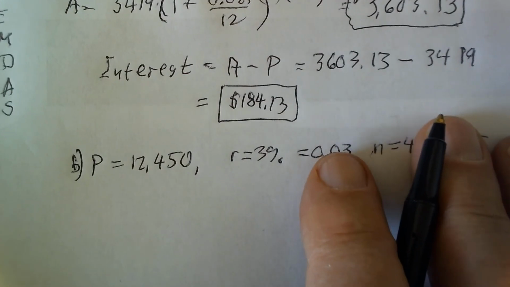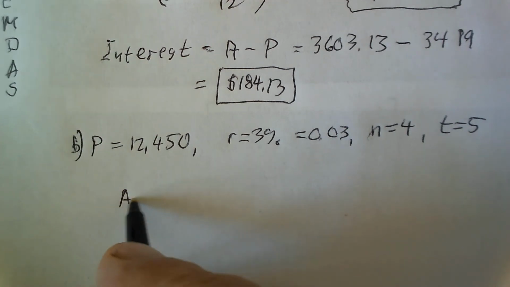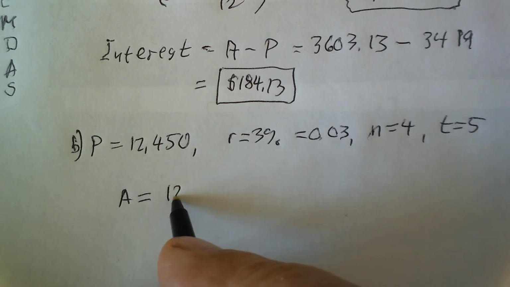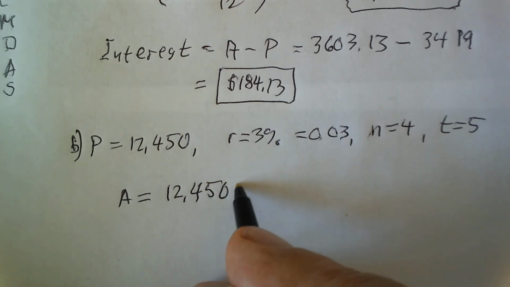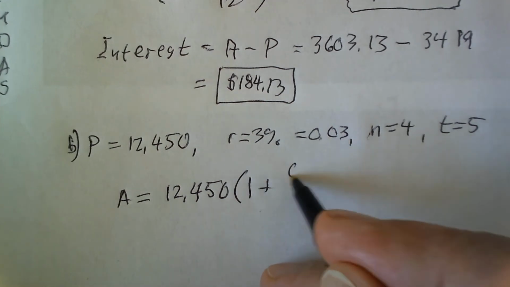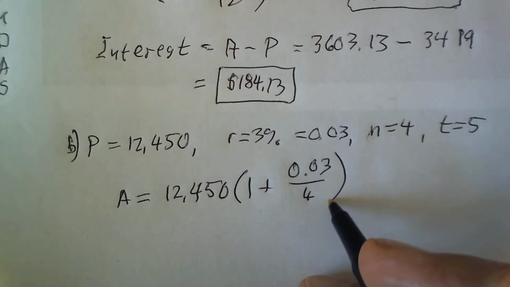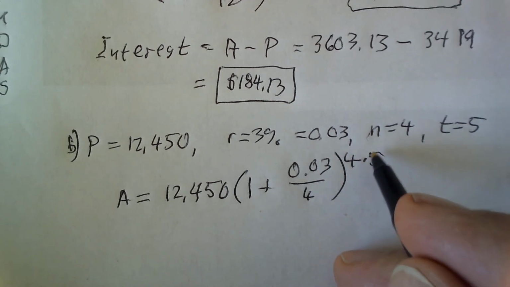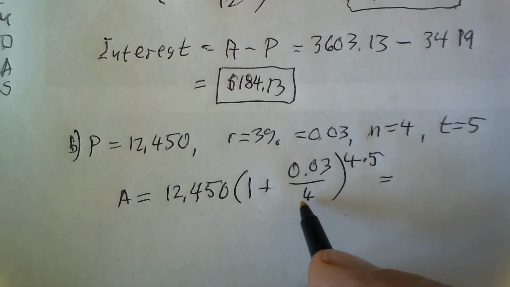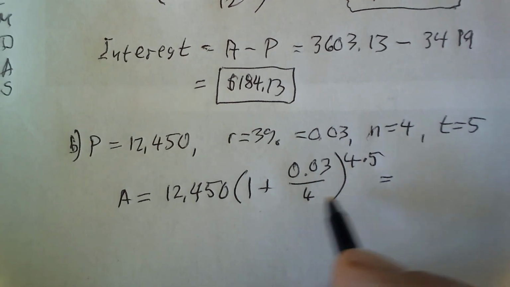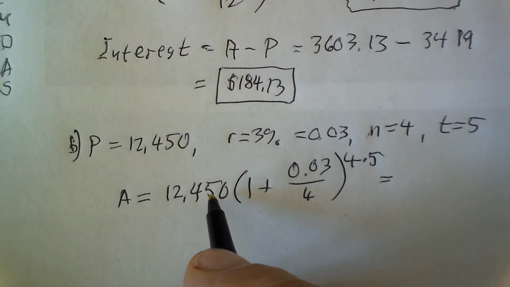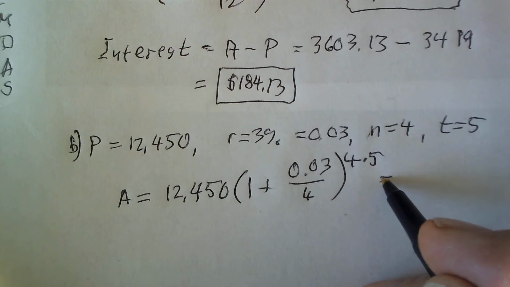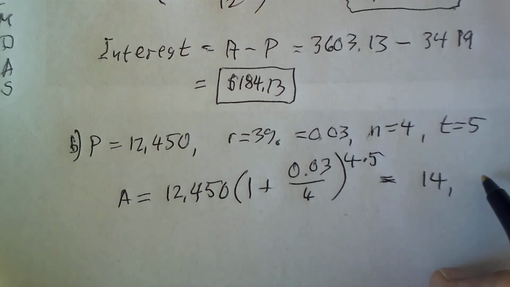So then applying the formula, the future value, A equals P times 12,450 times 1 plus 0.03 divided by 4 to the n times t, 4 times 5, which would be the 20th power. 4 times 5 is 20. Again, we evaluate this expression from the inside out. We divide 0.03 by 4, add 1 to it, raise it to the 20th power, and then multiply that result by 12,450, and that becomes 14,456.74.